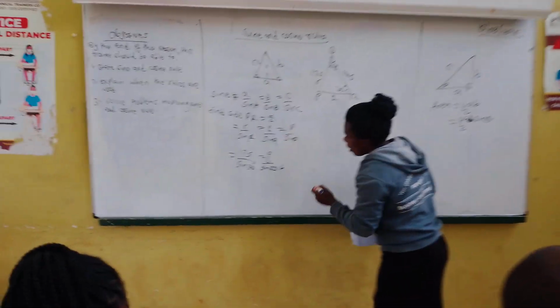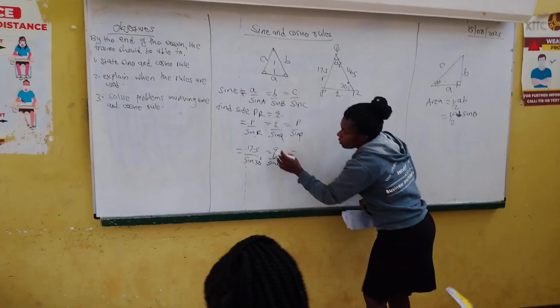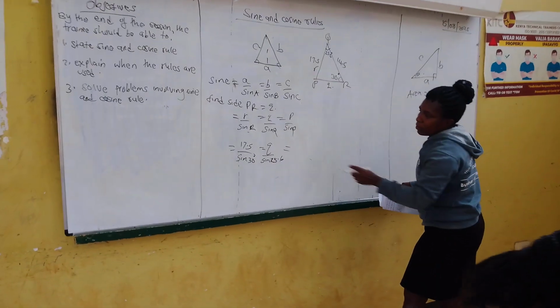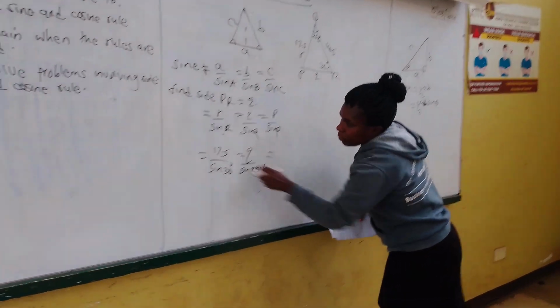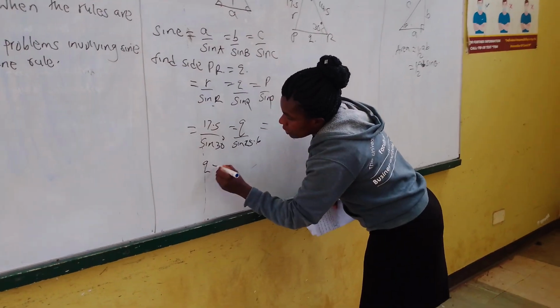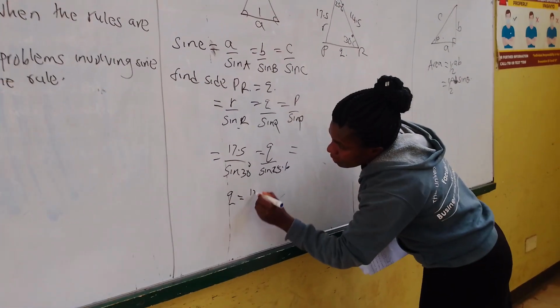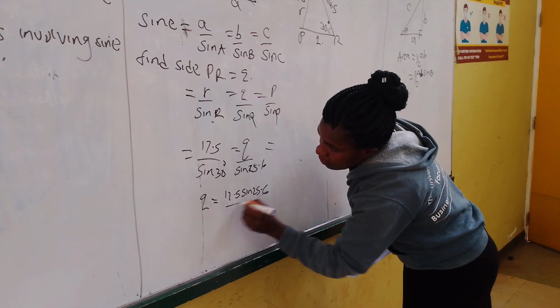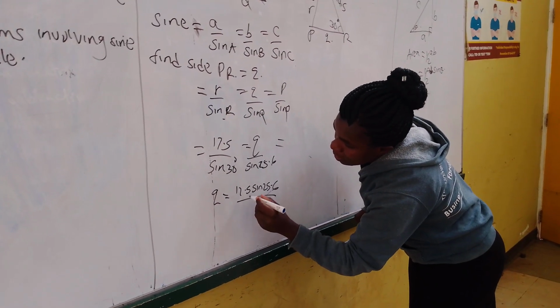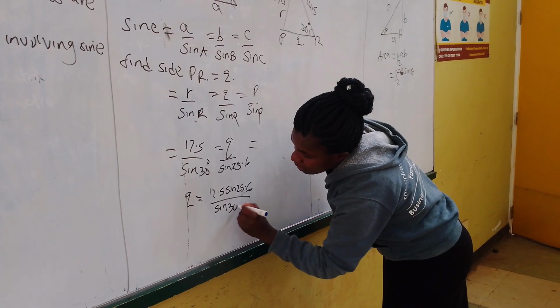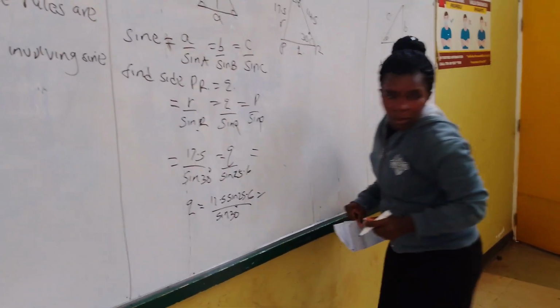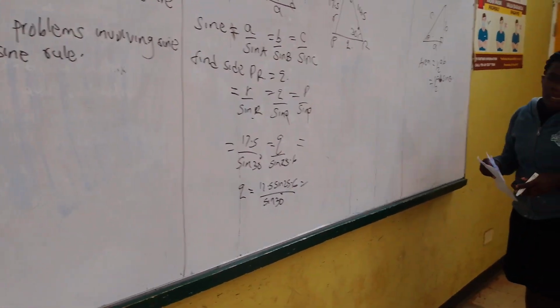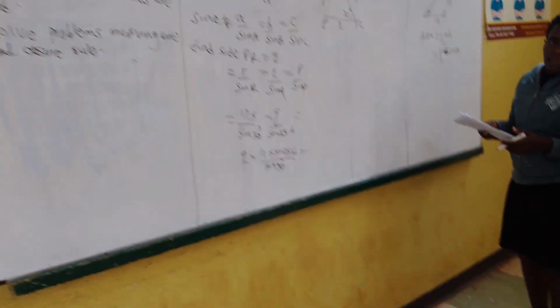25.6. Now, if you look at this working, when you work it, you will find your value of Q. We cross multiply, which Q is equal to 17.5 sine of 25.6 divided by sine of 30 degrees. You can use your calculators.